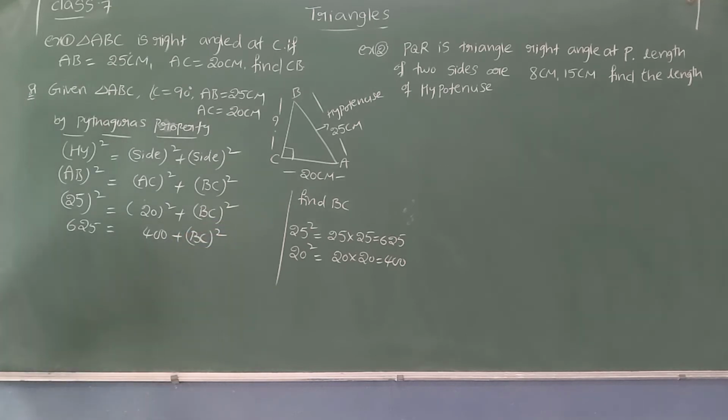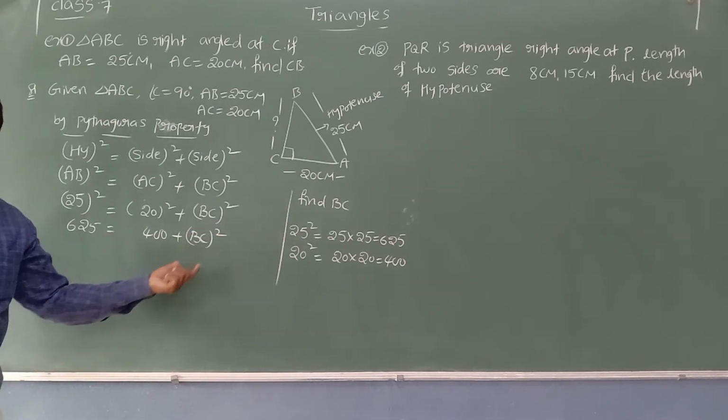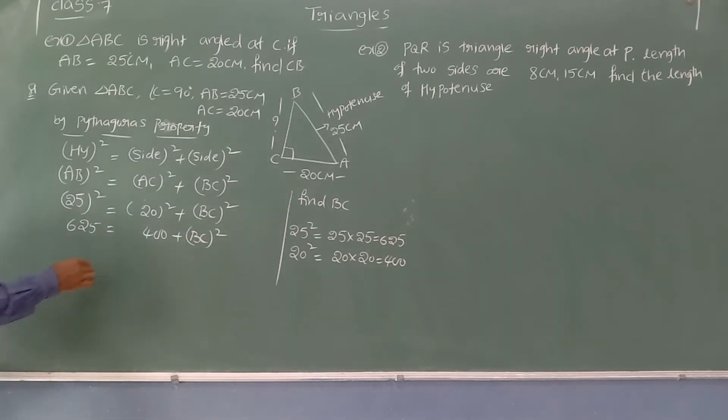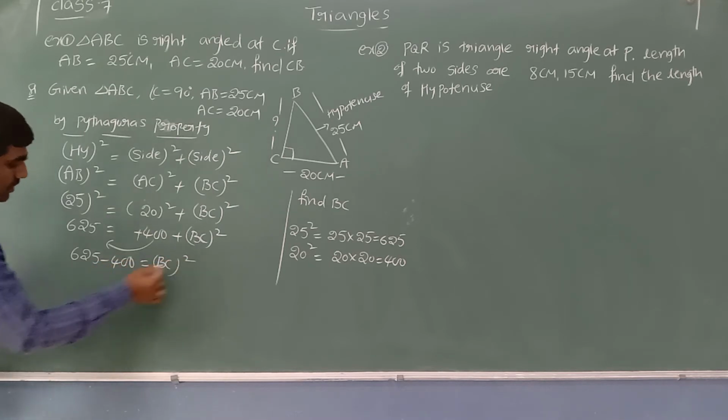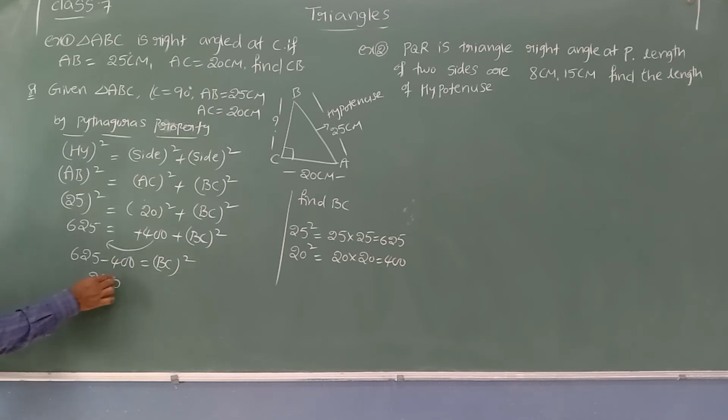How can we find the length of BC? By using the method of transpose. We can transpose this to that side and make BC separate. So plus 400 transposed to this side becomes minus 400. 625 minus 400 is equal to how much? BC square. 625 minus 400: 600 minus 400 is 200, so 225 is equal to BC square. On the RHS you can see BC square.